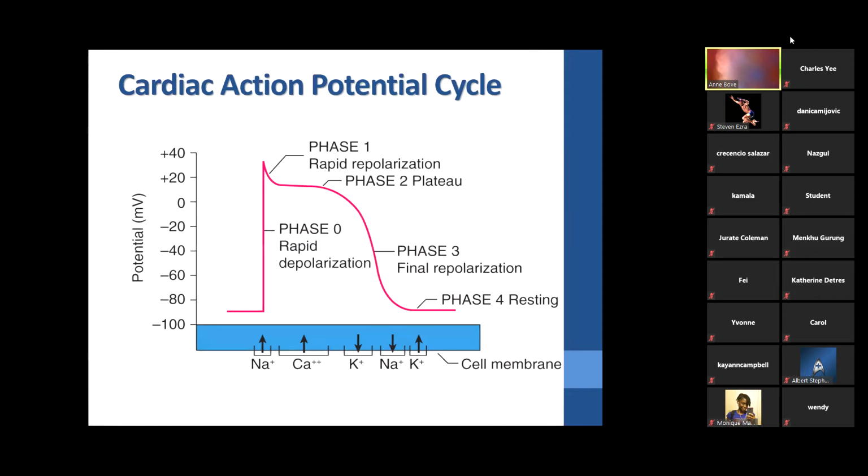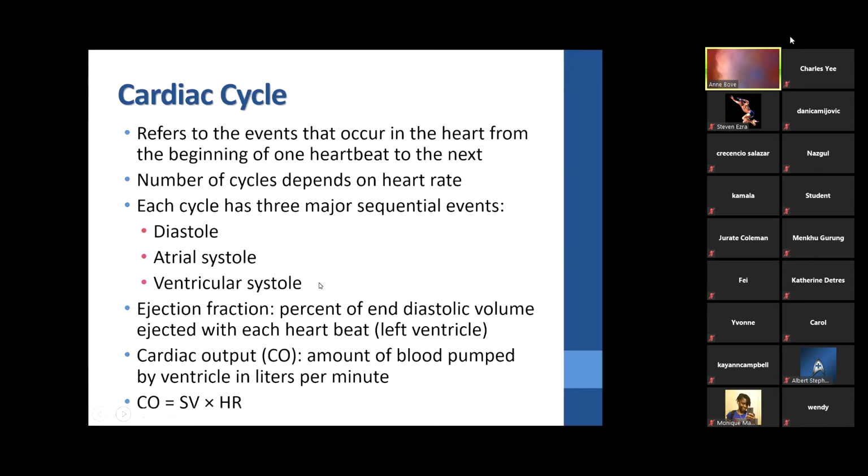Here is what you're looking at in terms of that whole action potential of the cardiac cycle. You can see where sodium, potassium are playing a role, and also calcium. It's not showing you magnesium, but magnesium is at the end right here. So in terms of the cardiac cycle, each cycle has 3 events. It has rest period, and then it has atrial systole and ventricular systole.